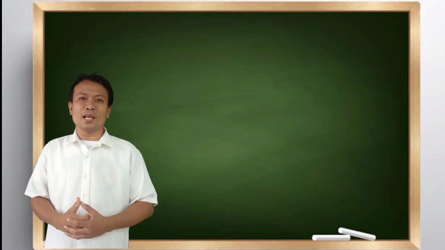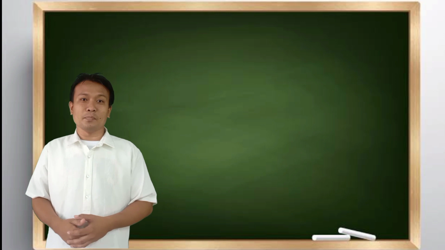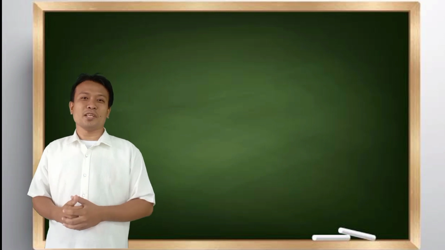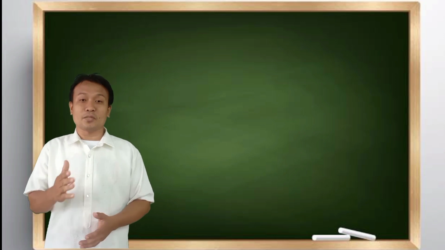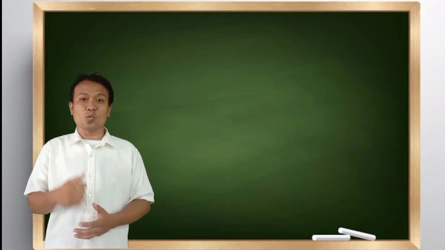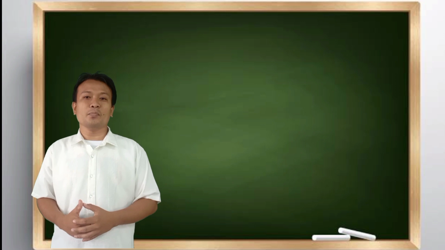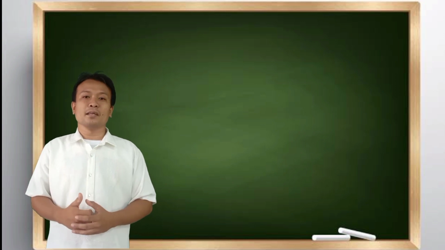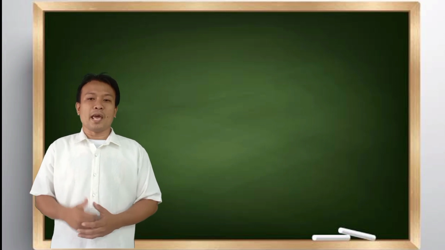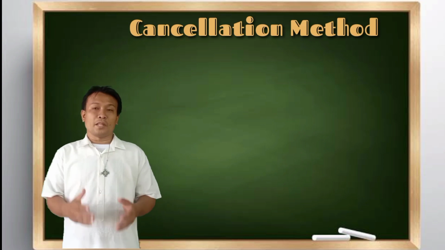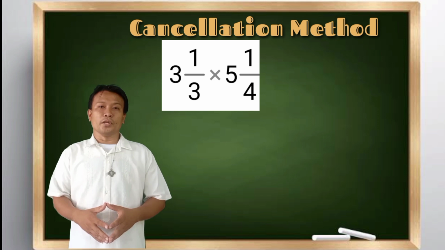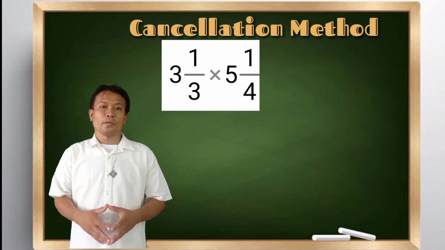Mathematics is a very challenging subject and at the same time, exciting, especially when you learn several ways to arrive at the correct answer as fast as you can. That is why I will introduce another method that can be applied in multiplying fractions, and that is called cancellation method. Find the product of 3 and 1/3 times 5 and 1/4.